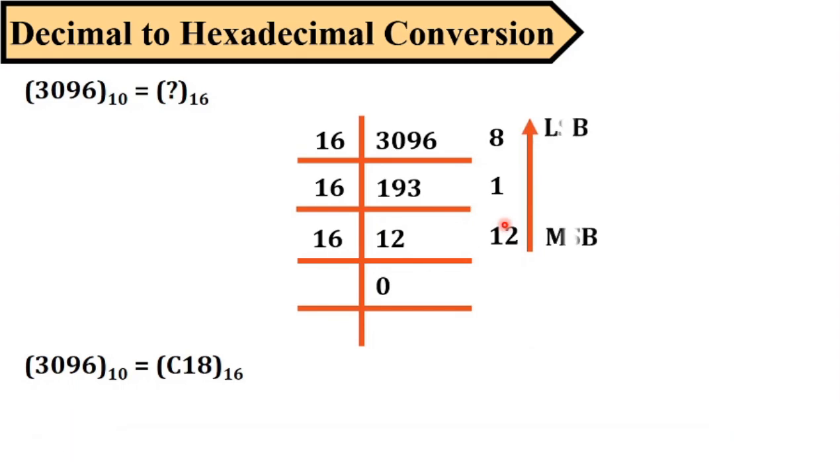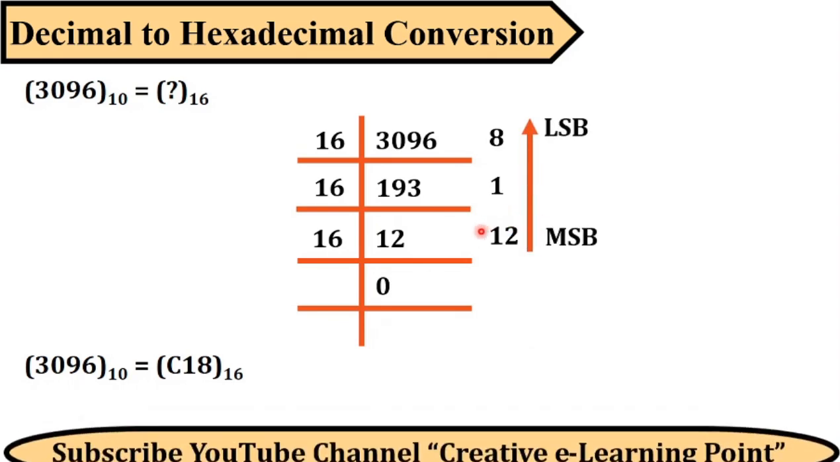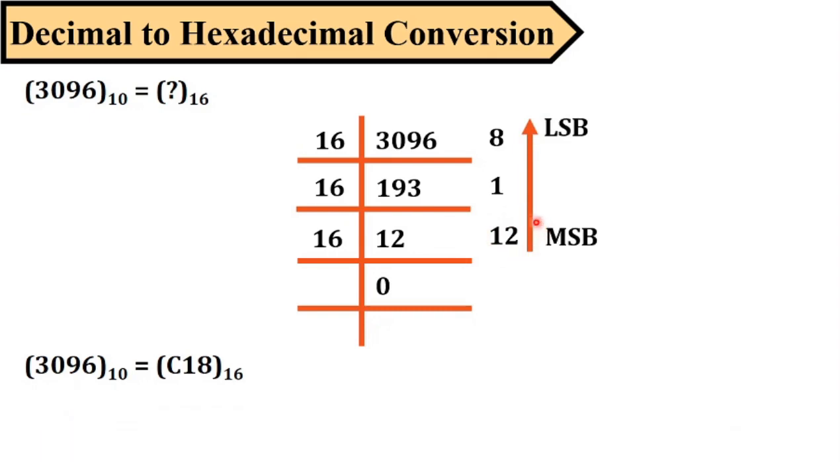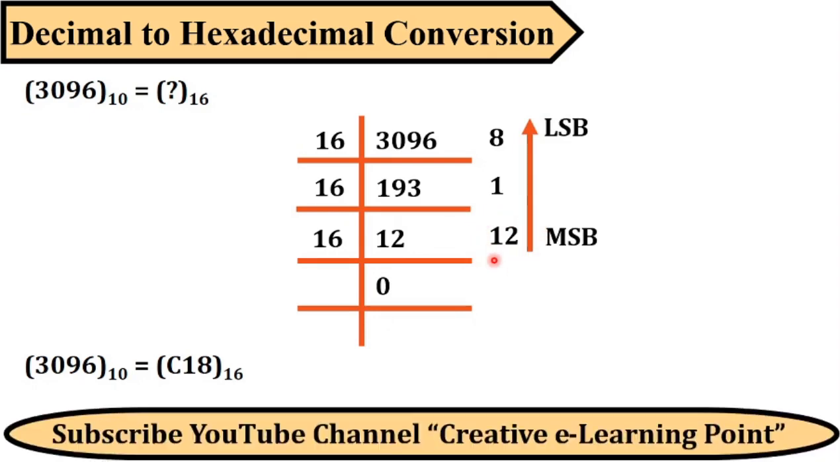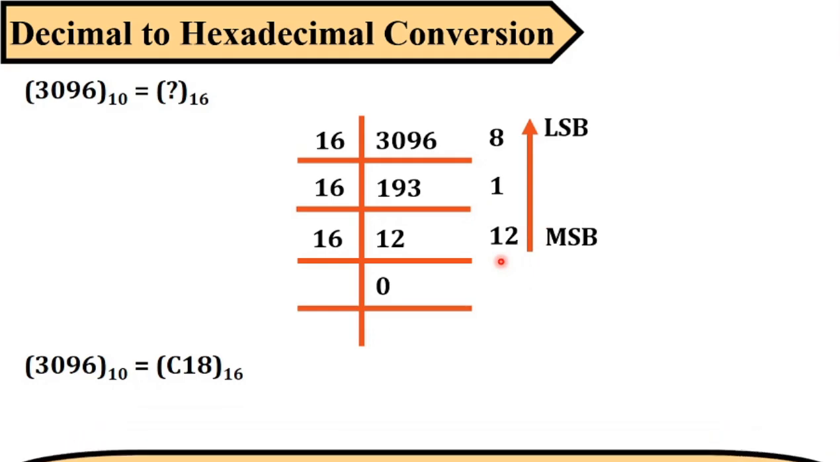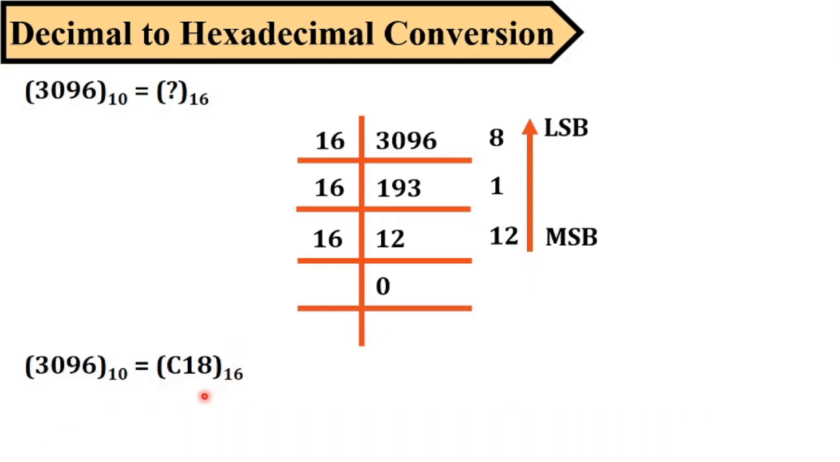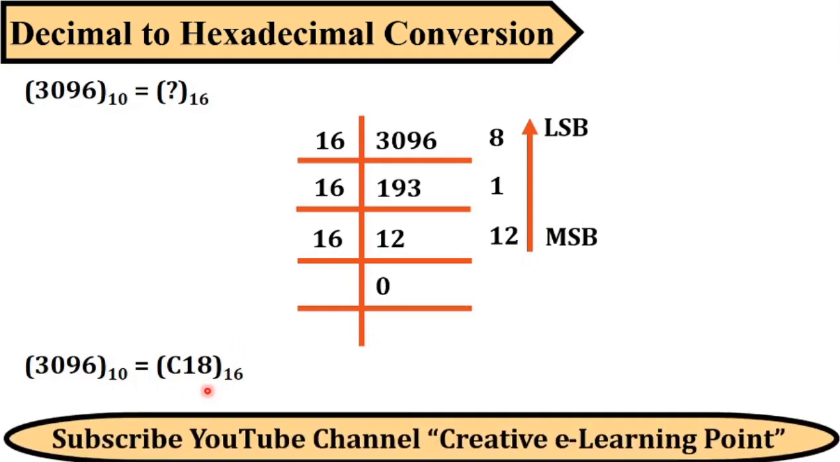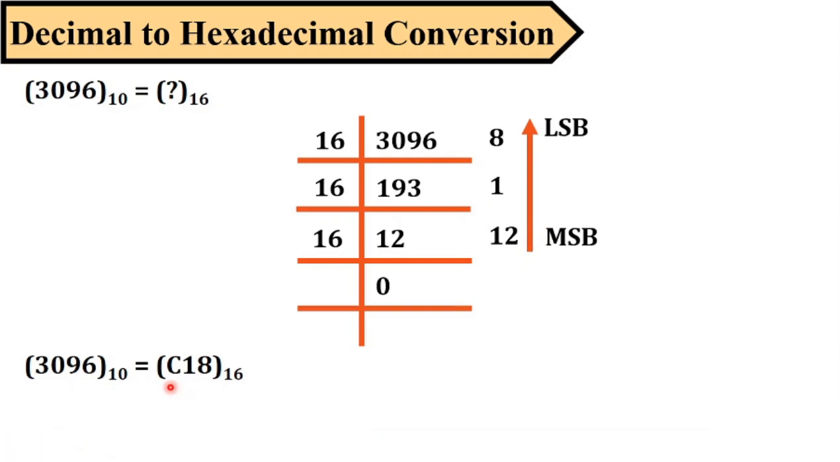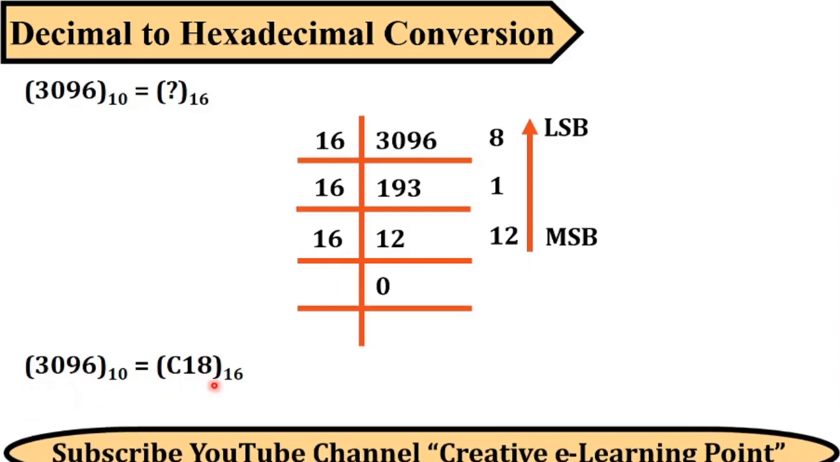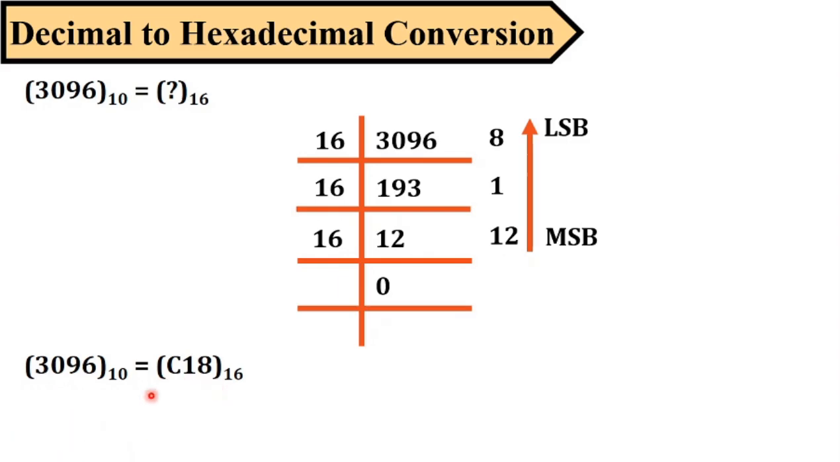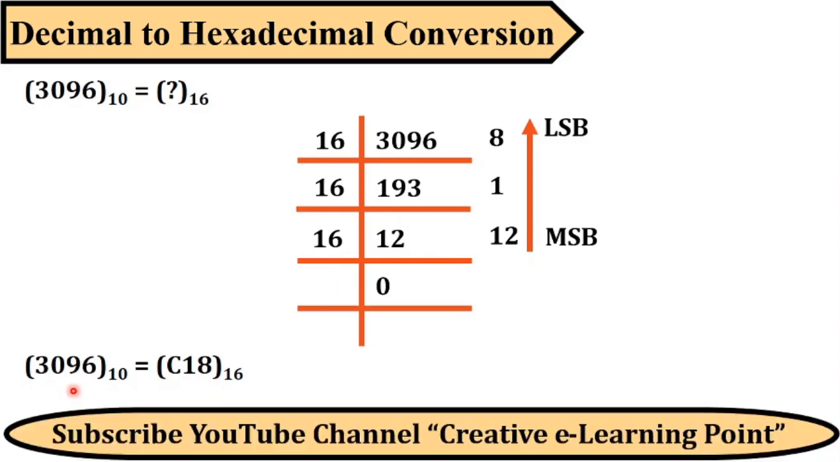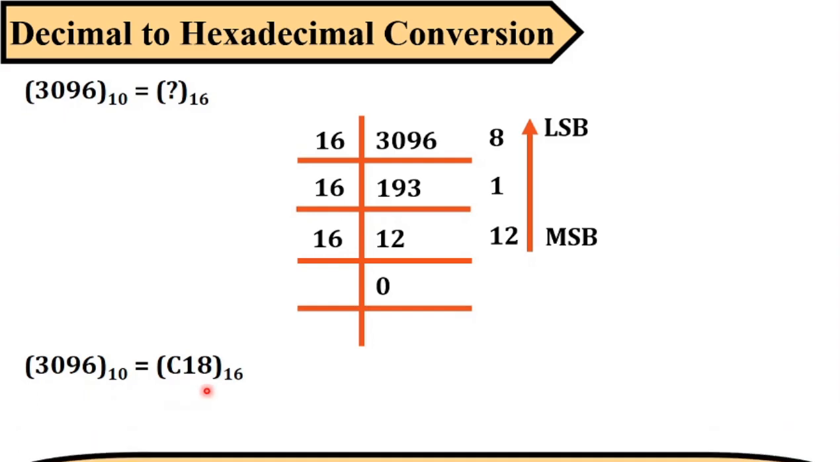Now how are we going to collect this? From downward to upward. But as I have mentioned earlier, in the hexadecimal number system, 12 is represented as C. So the final answer we will write in hexadecimal form is C18. The corresponding hexadecimal number for decimal number 3096 is C18.